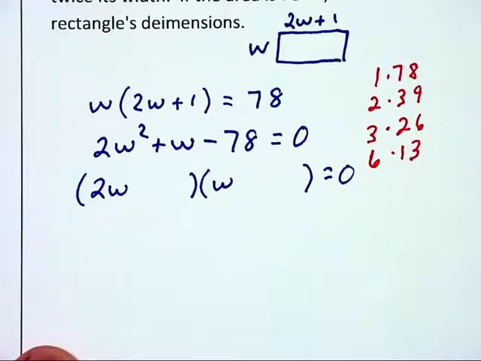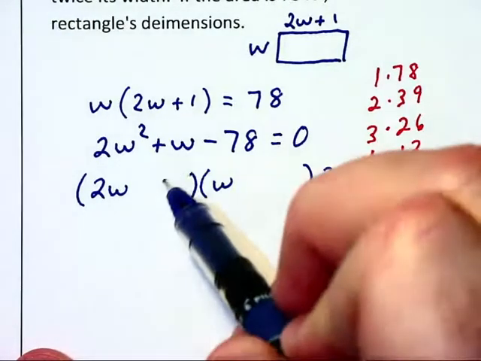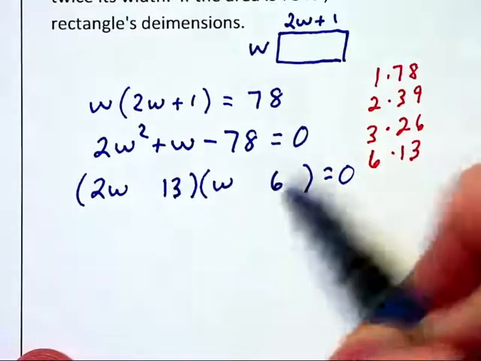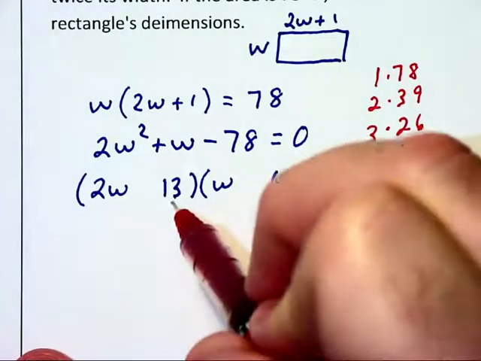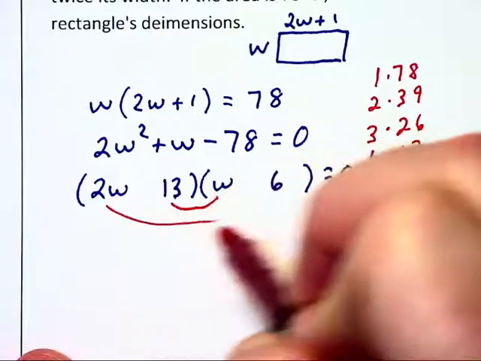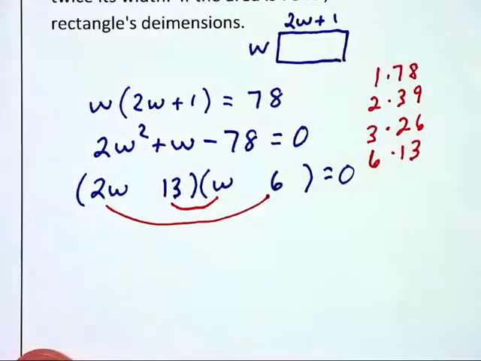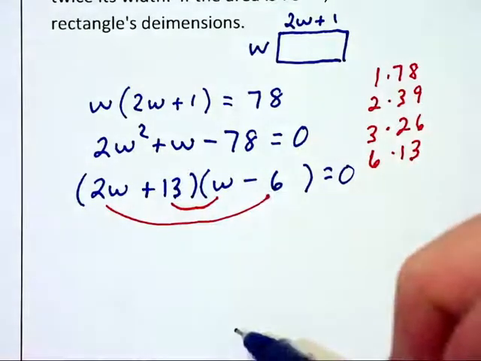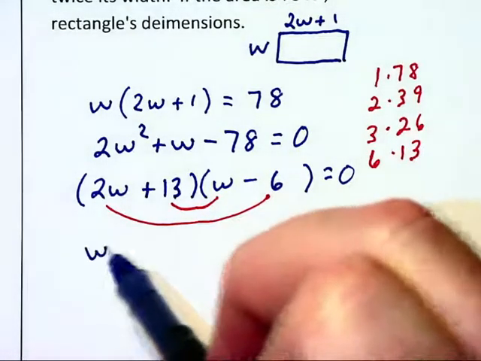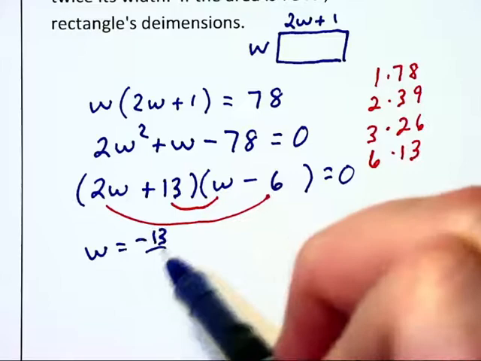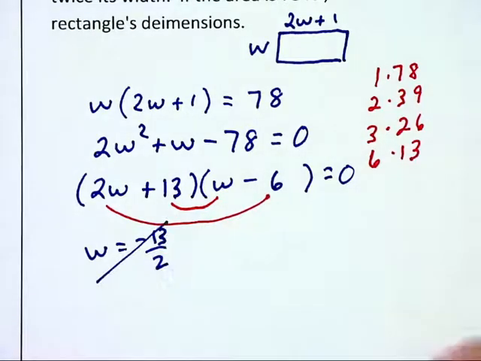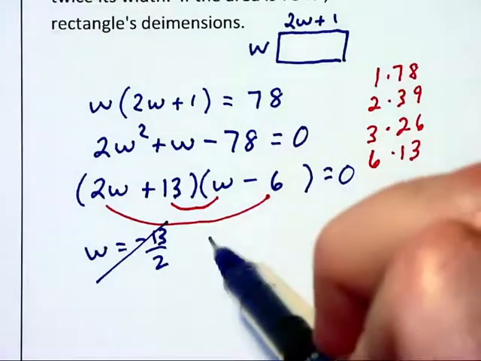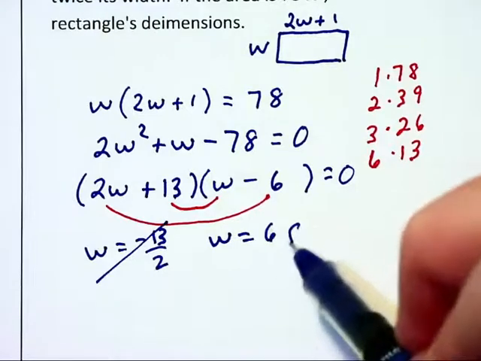That seems to be the one I'm looking for, because here's a 13, here's a 6, and when I look at my inner and outer, there's a 13 and a 12, and if I went 13 minus 12, I'd be in business. So positive 13 and minus 12. This tells me W equals negative 13 halves. That makes no sense in the geometrical context, so W is going to equal 6 feet.